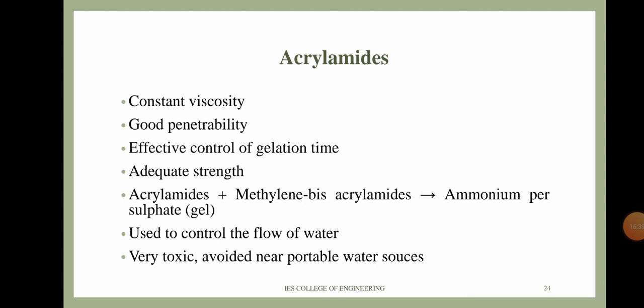Acrylamides can be mixed with methylene bisacrylamide and ammonium persulfate to form a gel, and this gel acts as the grout in this case. This acrylamide is mainly used to control the flow of water, and it is very effective in grouting. But acrylamide is very toxic, and it should be avoided near potable water sources.